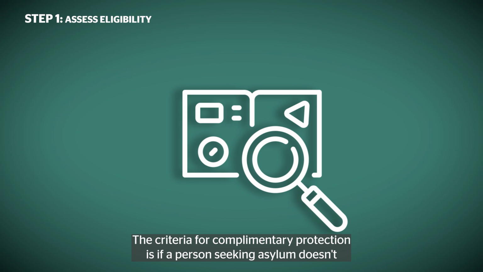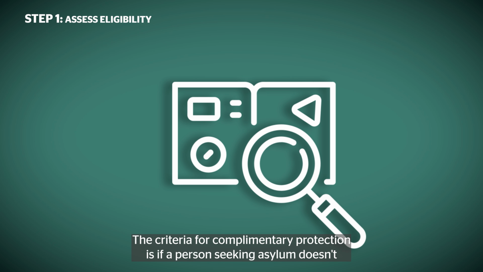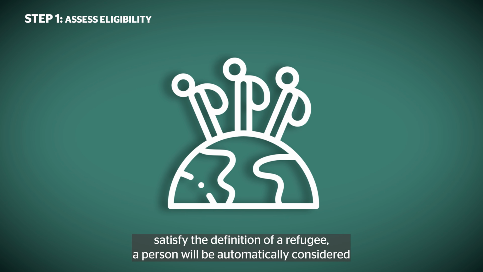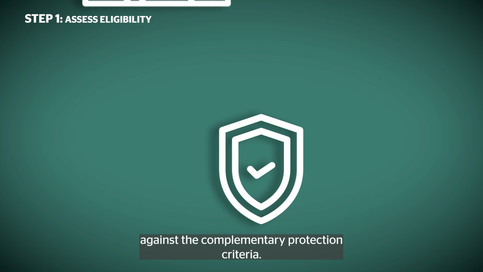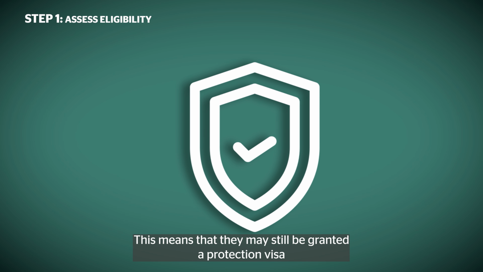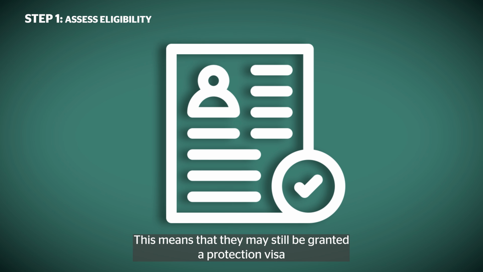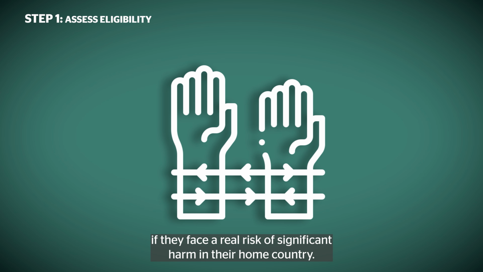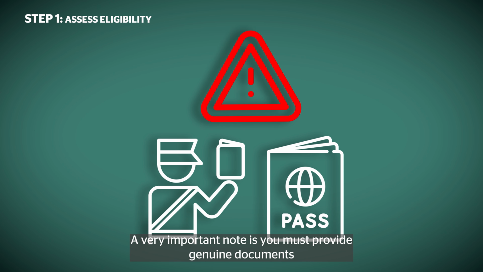The criteria for complementary protection: if a person seeking asylum doesn't satisfy the definition of a refugee, they will be automatically considered against the complementary protection criteria. This means that they may still be granted a protection visa if they face a real risk of significant harm in their home country. A very important note is you must provide genuine documents.